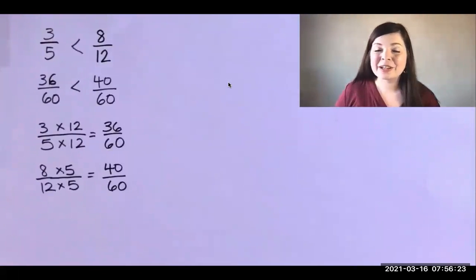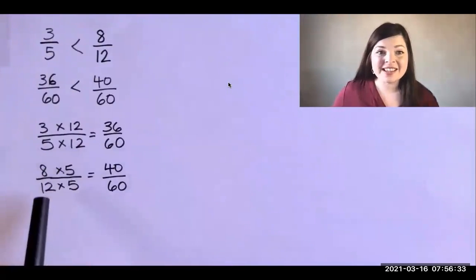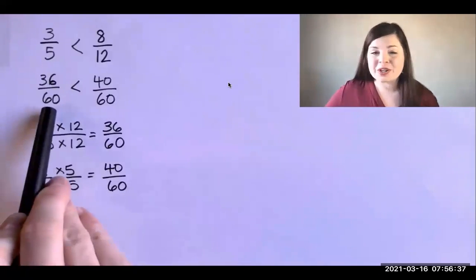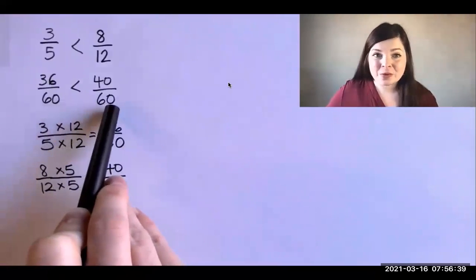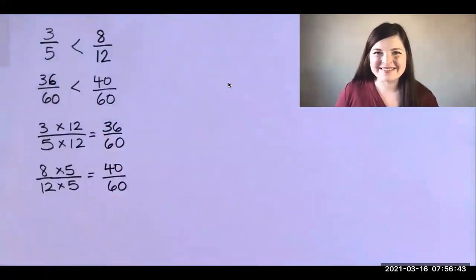Welcome back. Compare your work to mine and make any changes if you need to. So with multiplication, we found that 3/5 was equal to 36/60 and 8/12 is equal to 40/60. 36/60 is less than 40/60, so 3/5 is less than 8/12.